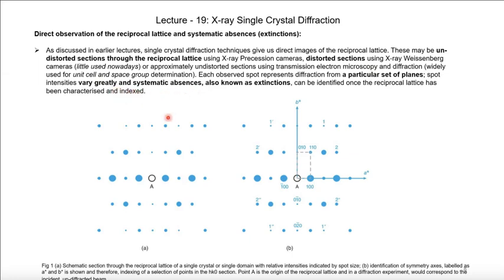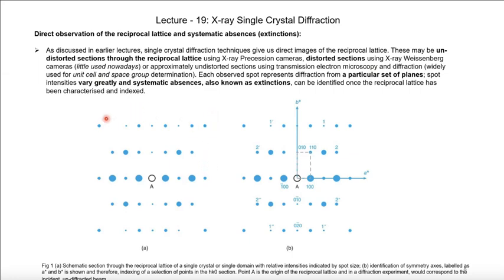So we have to find out systematic absences of reflections, and that can play a great role in choosing the lattice style as well as the space symmetry elements, which tells us how to find out the space group and so on.